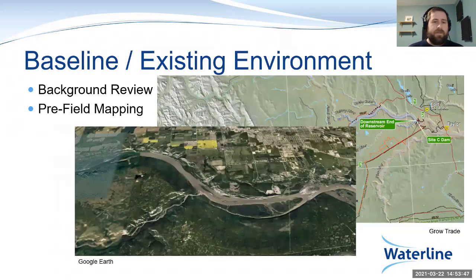So the first thing that we do in order to look at the geomorphology, terrain, and soils is to conduct a background review and to do pre-field mapping. So that involves looking at existing maps of the area. Hopefully there's digital elevation models.